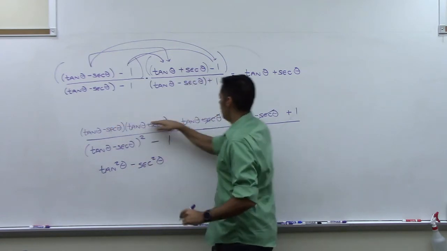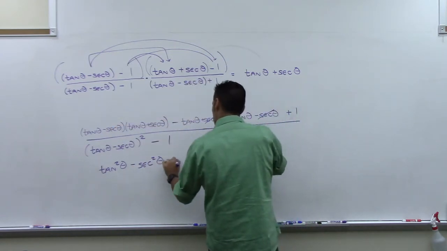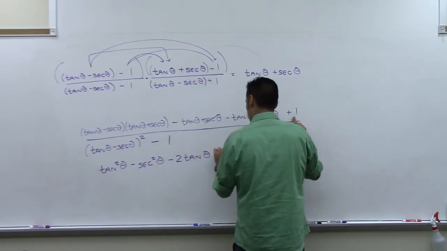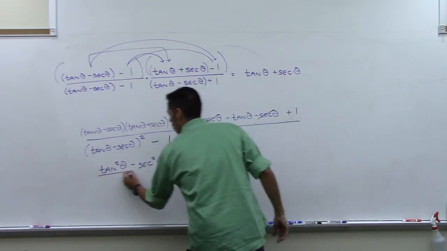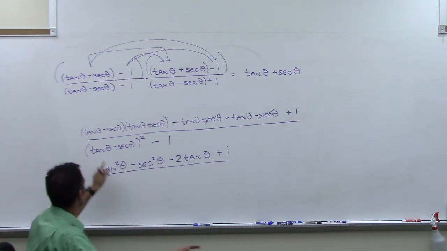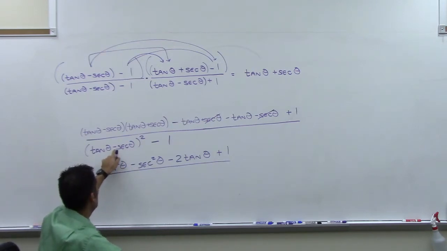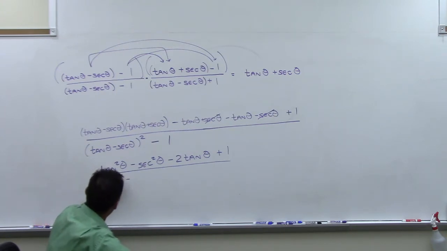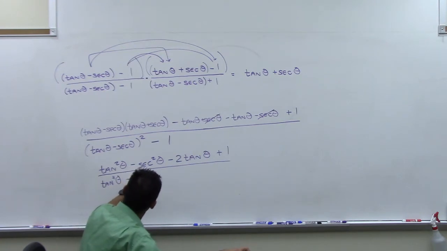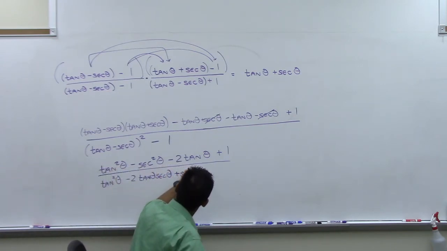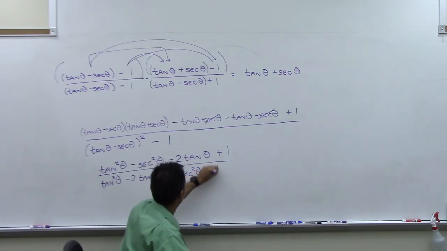Okay, so that's this. I still had minus tangent, so that's minus 2 tangent theta. And then I still had a plus 1 out there. And that's all over. Now on this one, on the bottom, this right here, if I square that, they both have minuses, so that becomes tangent squared theta minus 2 tangent theta secant theta. And then the last one will be plus secant squared theta. And then I still have a minus 1 there.